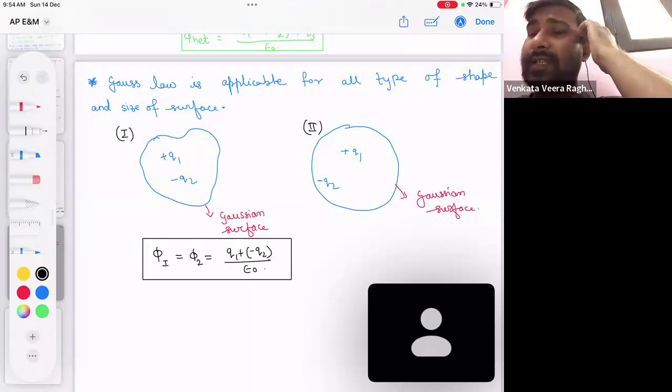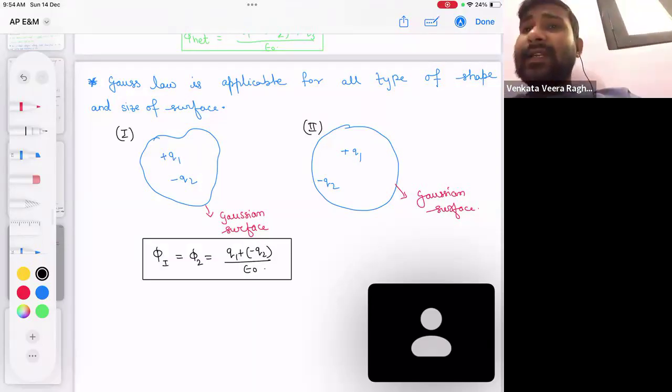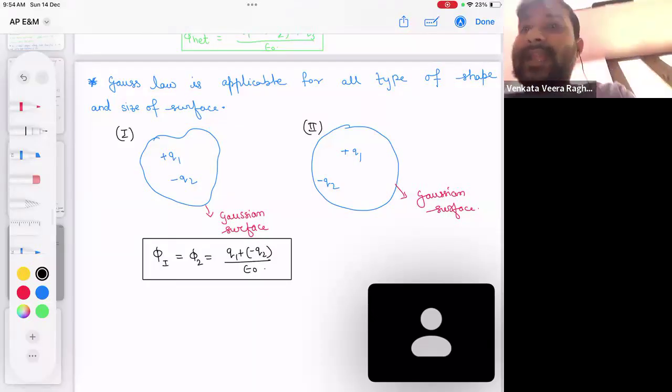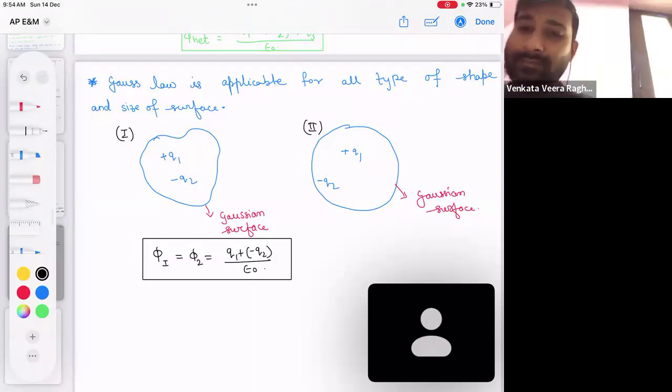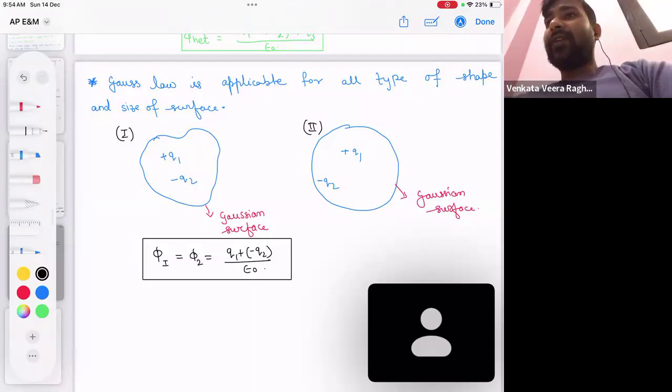Here, two charges are present near, away, anywhere. In the first and second case, did I just keep the charges at different locations? But as long as these charges are inside the Gaussian surface, does it affect our flux calculation? Yeah, the field calculation will be different, but does it affect our flux calculation? No, sir. Okay, so that is what we have learned. Gauss law is applicable for all types of shape and size of the Gaussian surface.